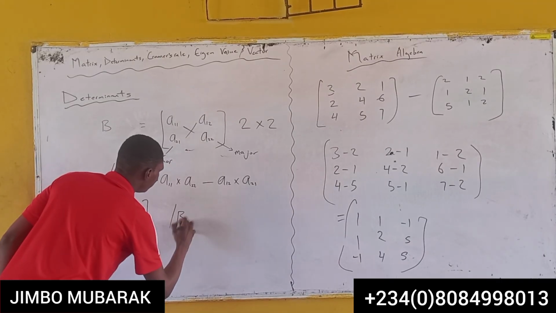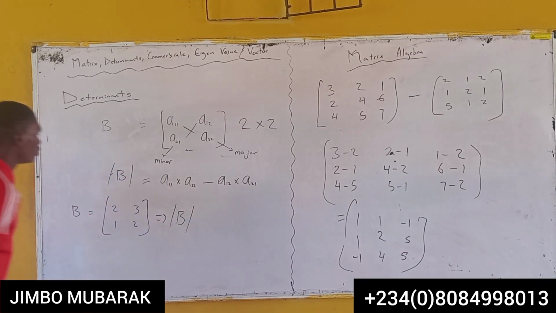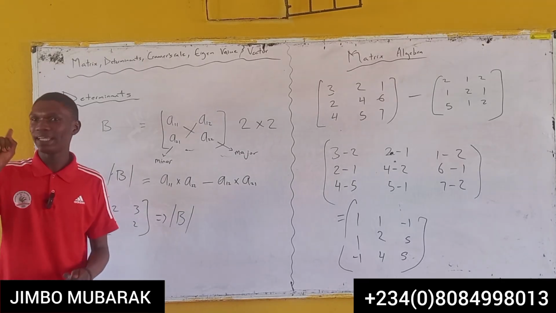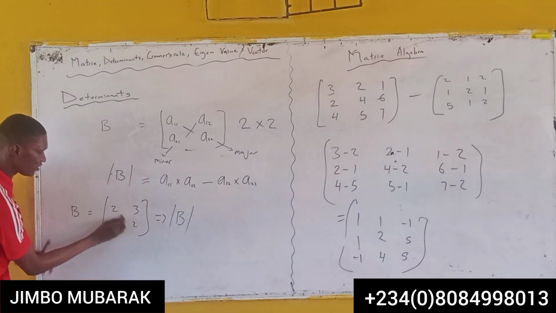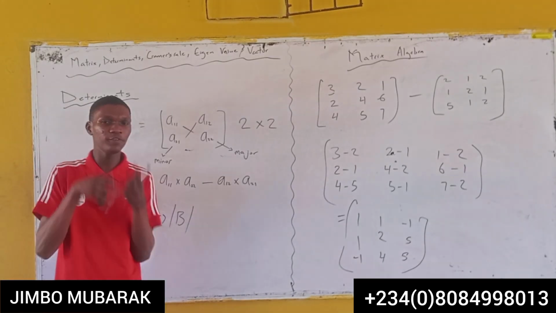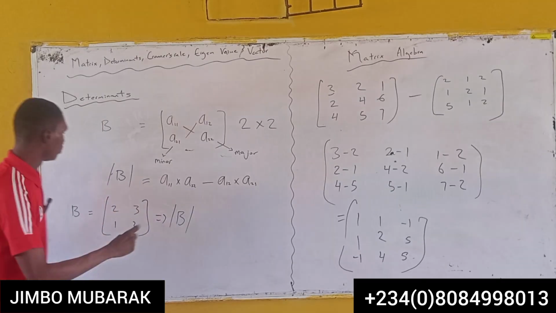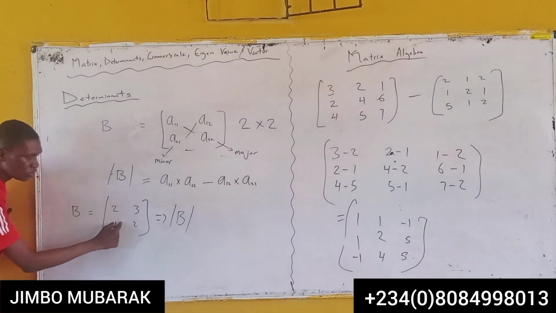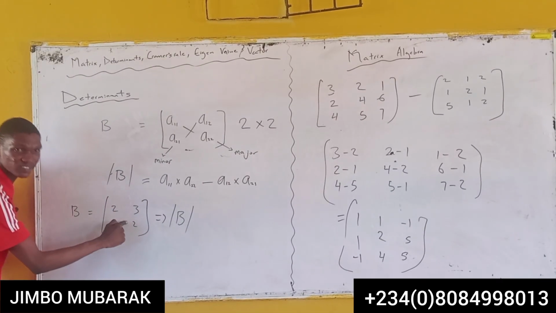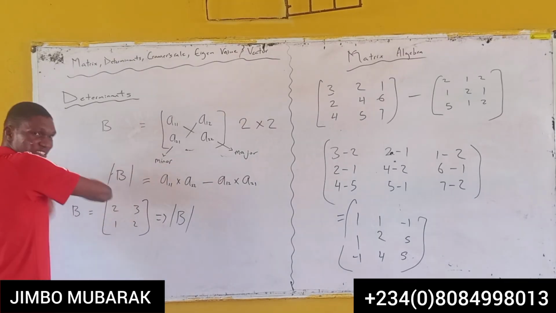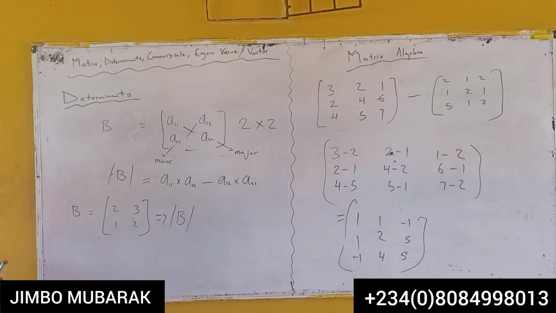So the determinant of B will be what? Don't make that mistake. When you subtract the minor from the major, it is different from when you subtract the major from the minor. Remember that, alright? So you only subtract this one from what you get in this, so you do this side first before you move on to this side, alright?